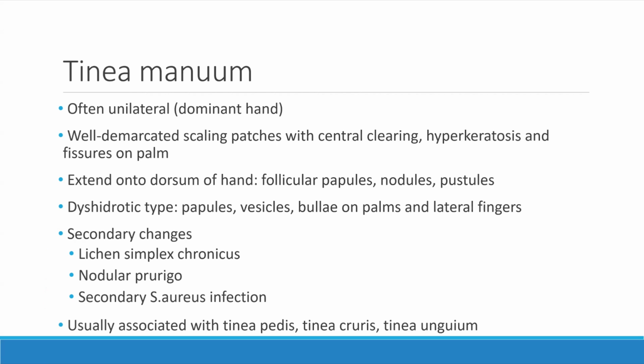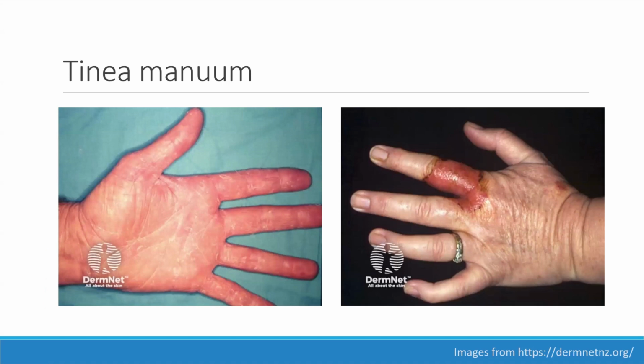For the dyshidrotic type, there's the presence of papules, vesicles, and bullae on the palms and lateral fingers. Secondary changes may also occur, including lichen simplex chronicus, nodular prurigo, as well as secondary Staph aureus infection. It is usually associated with tinea pedis, cruris, or unguium. This is a picture illustrating tinea manum.